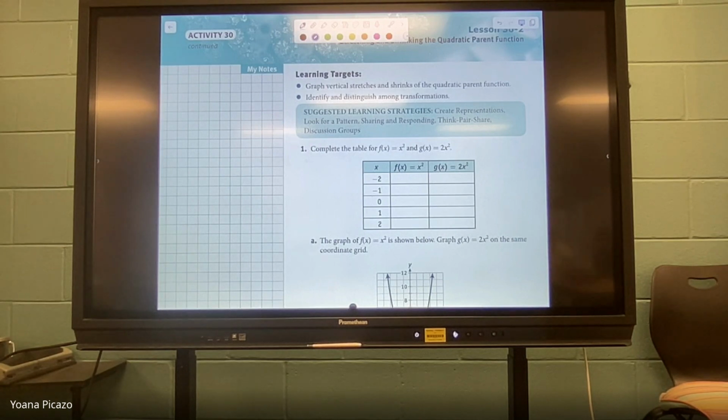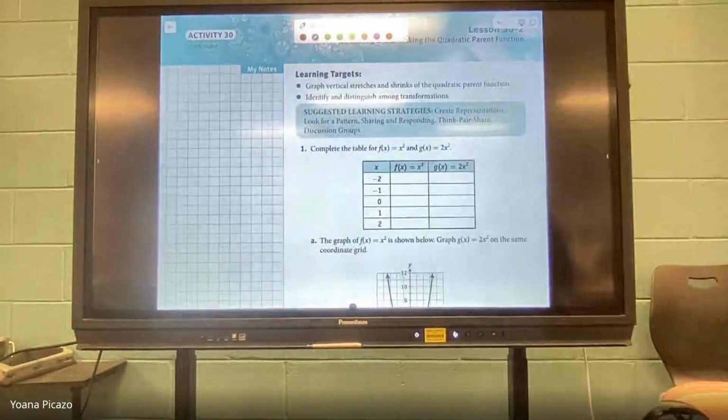So here's the original parabola. Here's the parent function. Yes, everybody see it? And now watch, we're going to stretch it. What happened to the U shape? It got narrower. That is what a stretch does, okay?